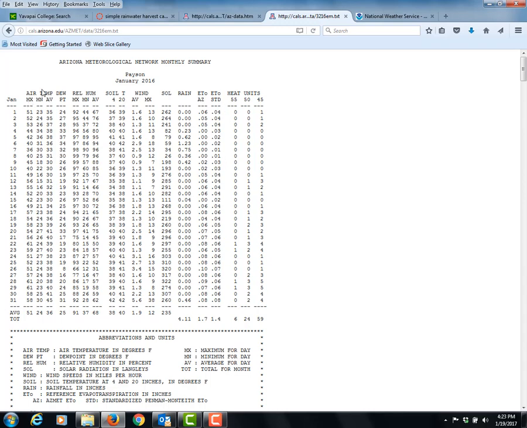So max air temperature, minimum air temperature, average air temperature, you have the dew point, you have the relative humidity, min, max, and average, you have the soil temperatures at 4 inches and at 20 inches, you have the wind speed, solar radiation, rainfall events on each day, and then you have some evapotranspiration and heating degree units. There's a lot of information there that you can pull from.